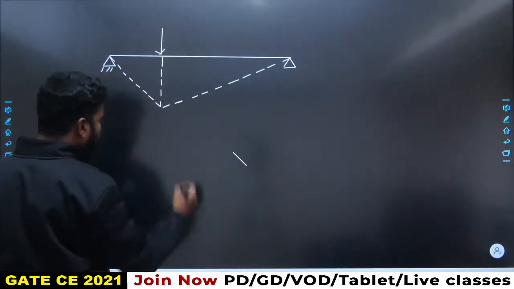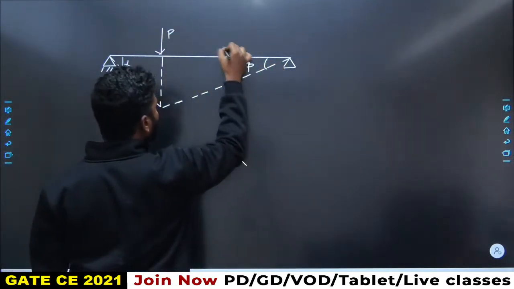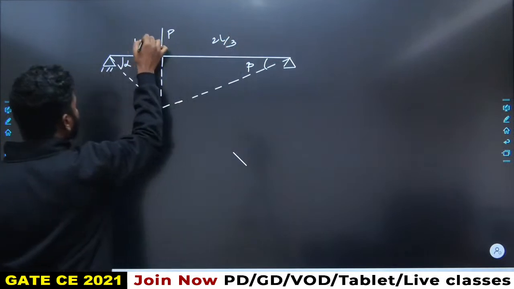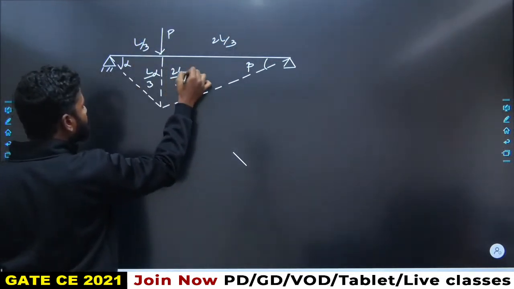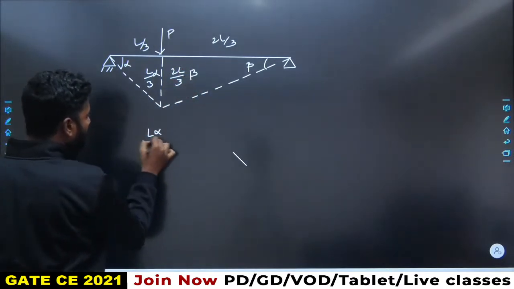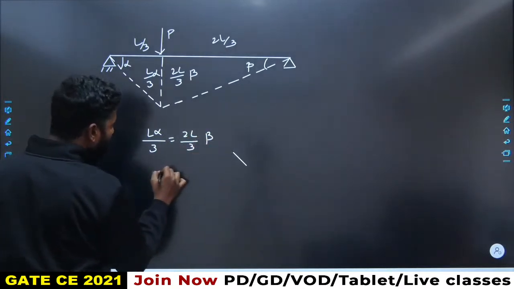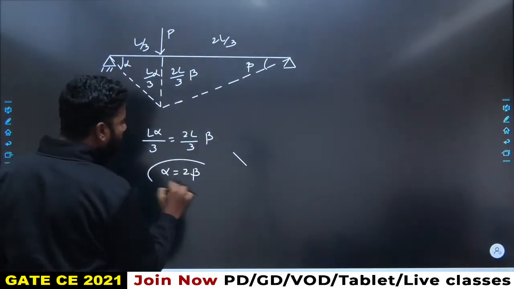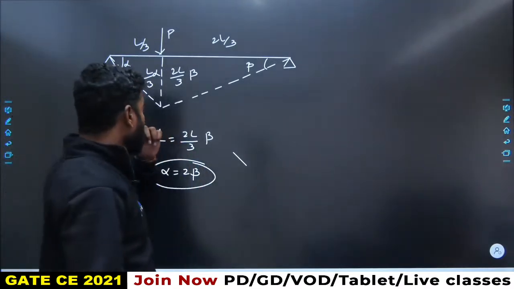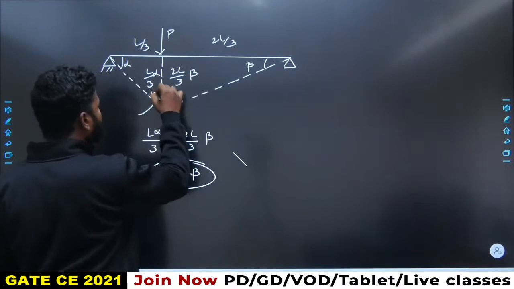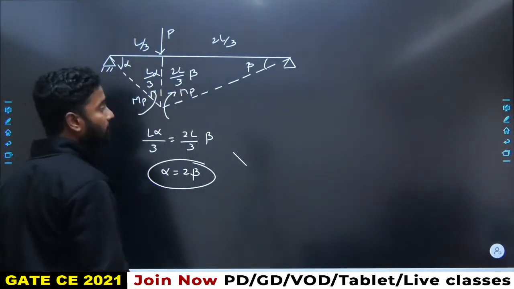This is a load P, and if I take this as alpha, this will be equal to beta. This is 2L by 3, this is L by 3. So, I will take this as L by 3 times alpha, this is 2L by 3 times beta. L alpha by 3 is equals to 2L by 3 times beta, alpha equals to 2 beta. Once you got this, now applying principle of virtual work, this is MP, this is also MP, right.